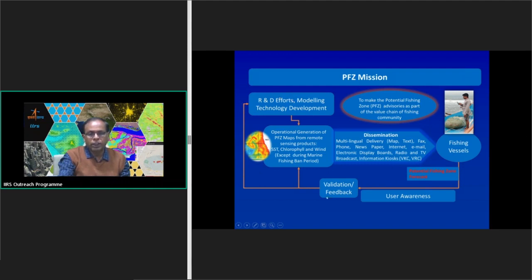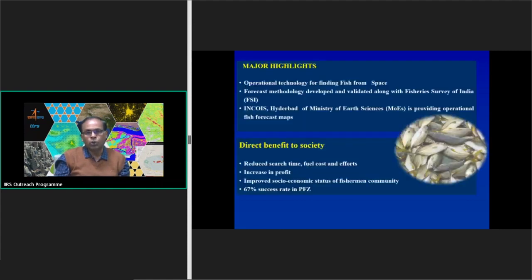So this activity is being carried out all over Indian states, and the output is very encouraging. We have a 67% success rate in potential fishing zone forecasting.